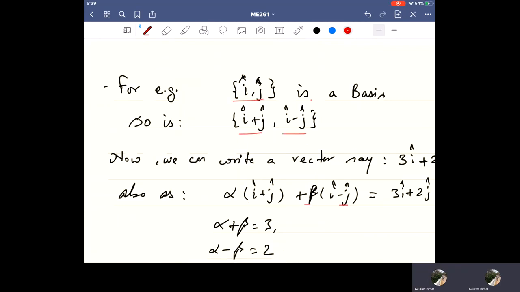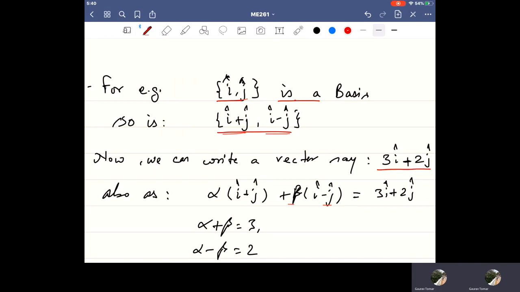This is the example that I was talking about. For example, you can have i hat, j hat for 2D space as a basis. You can also have this. So if we write a vector, let's say 3i hat plus 2j hat, in the basis of i plus j hat and i minus j hat, then we'll just equate the two to solve for alpha and beta.